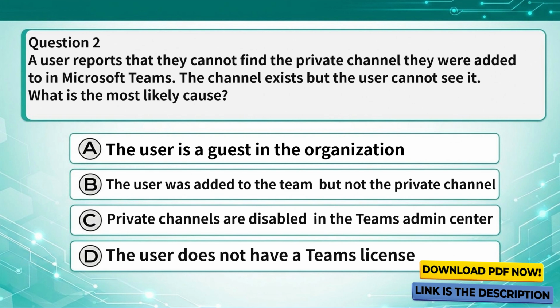Question 2. A user reports that they cannot find the private channel they were added to in Microsoft Teams. The channel exists, but the user cannot see it. What is the most likely cause? A. The user is a guest in the organization. B. The user was added to the team but not the private channel. C. Private channels are disabled in the Teams Admin Center. D. The user does not have a Teams license.